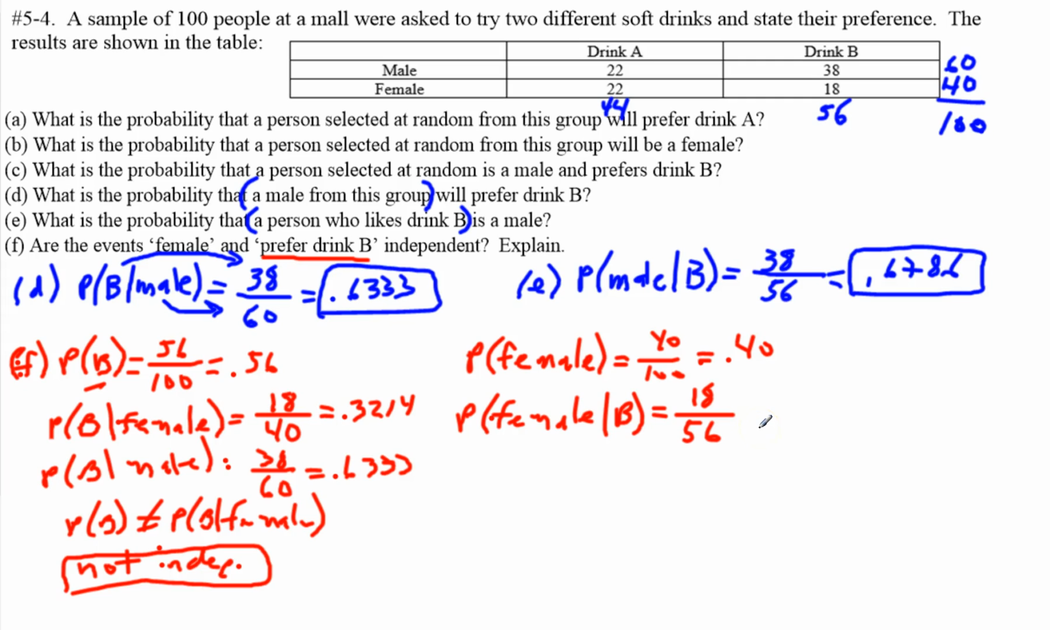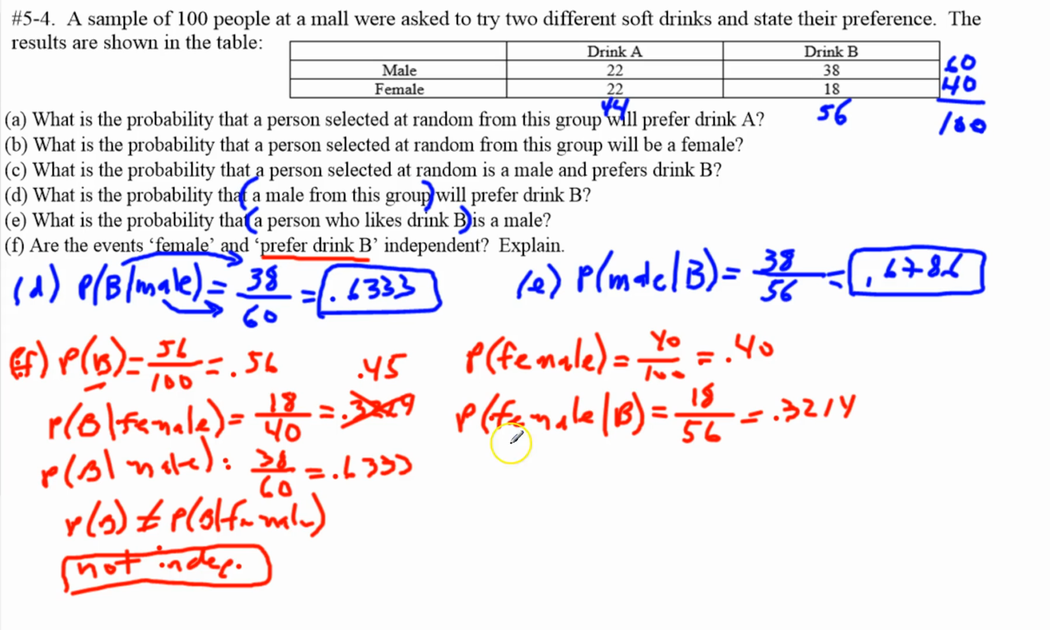Let me check this because I think I might have made a mistake in the other one there. 18 divided by 56. Yeah, this one's 0.3214, which I think means I made a mistake back here. I'm going to change something over here. So what is 18 divided by 40? Yeah, I wrote the wrong number down for this one. This is 0.45. Same result, though. Probabilities are not the same.